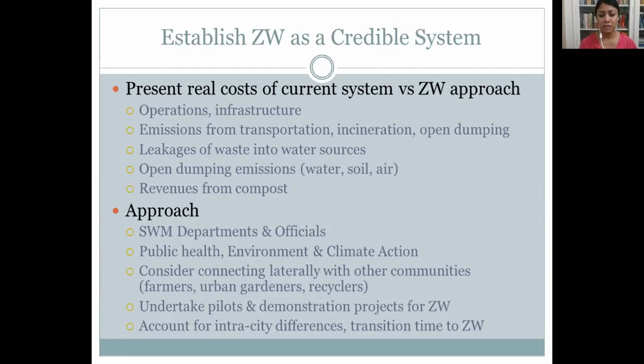And this was also very important for us because it made us confront or account for a lot of the intracity differences. You know, neighborhoods that are congested or neighborhoods that are particularly wealthy and do not want to segregate. All of these practical challenges were very, very important for us. And going through pilots and demonstration projects helped us actually understand what are some of the practical challenges in such a transition. And of course, transition time to zero waste means that we would have to unlearn a lot of what we know about waste management before we can actually learn and adapt to a zero waste system.